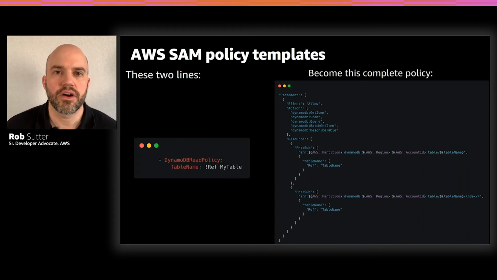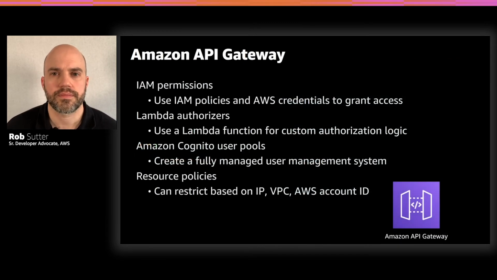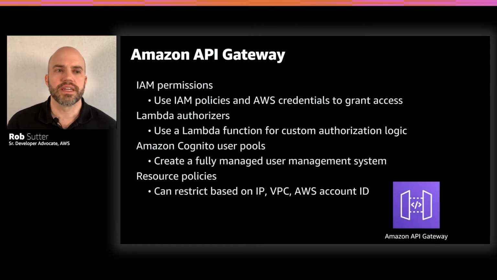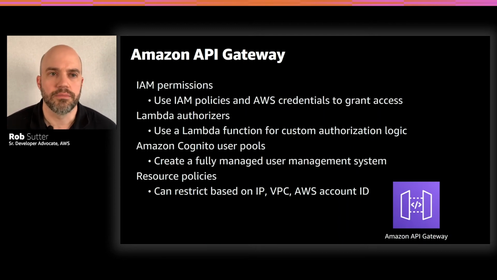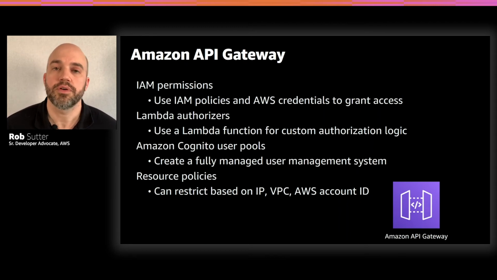These policy templates are also applicable to other services in the AWS Serverless Application Model, and I'd encourage you to explore them on your own at the links provided. Similarly, Amazon API Gateway is governed by IAM permissions. You can use roles, policies, and AWS credentials to grant access to an API. But you also have the concept of authorizers. You can write a custom Lambda function that performs business logic that you define to determine whether a request is permitted to be passed on to a resource.